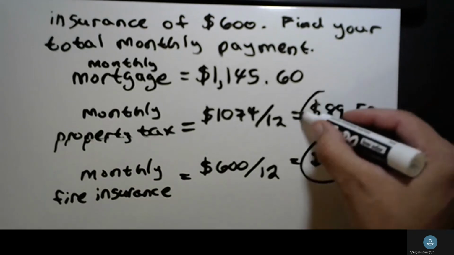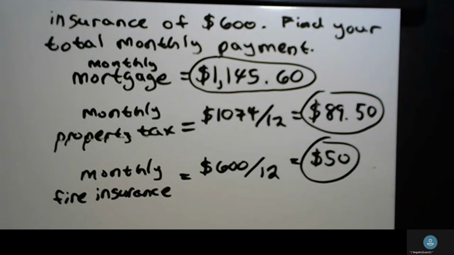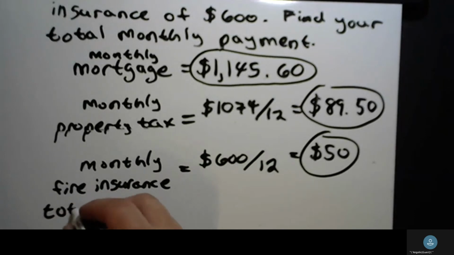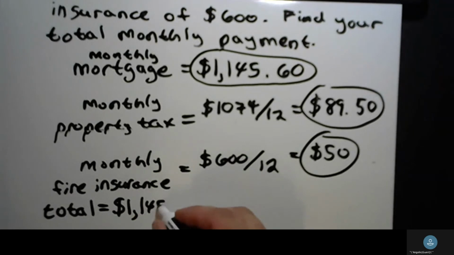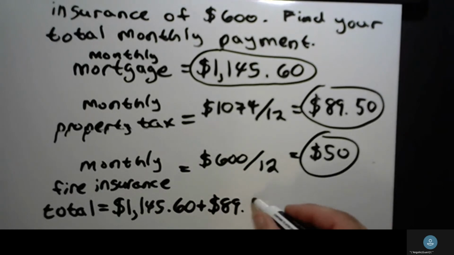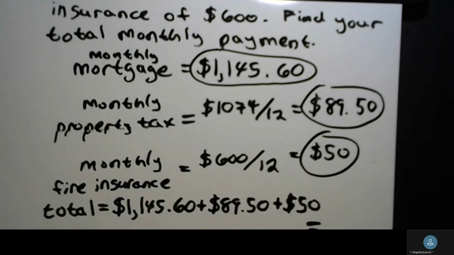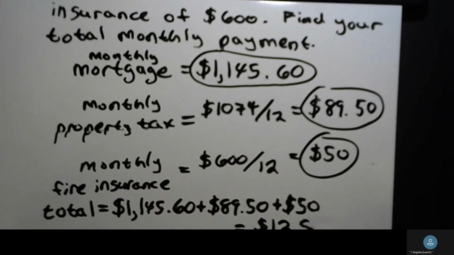So these three amounts here, these are the monthly fees. So to get the total, we'll just add these up. So the mortgage is $1,145.60, but we need to include property tax and fire insurance. And so we include those. What we're going to get is $1,285.10.